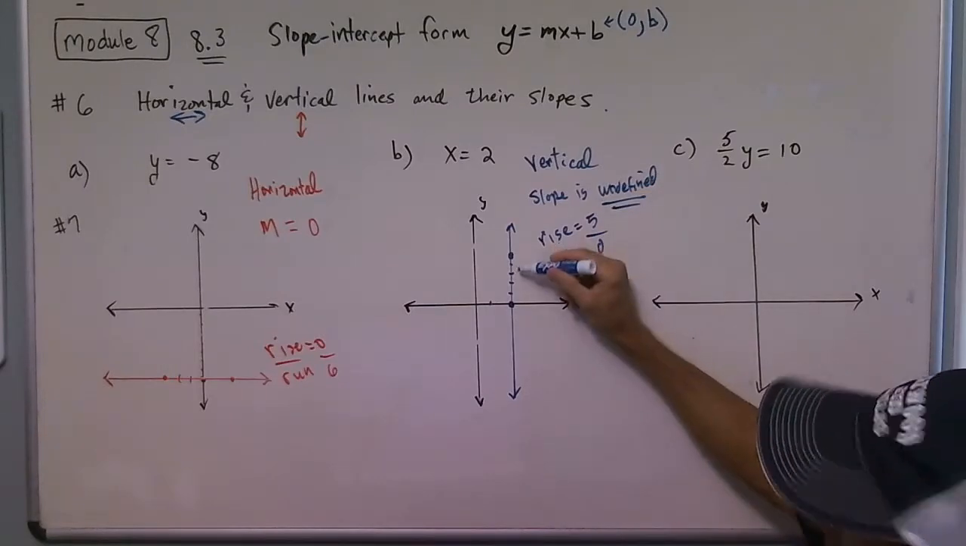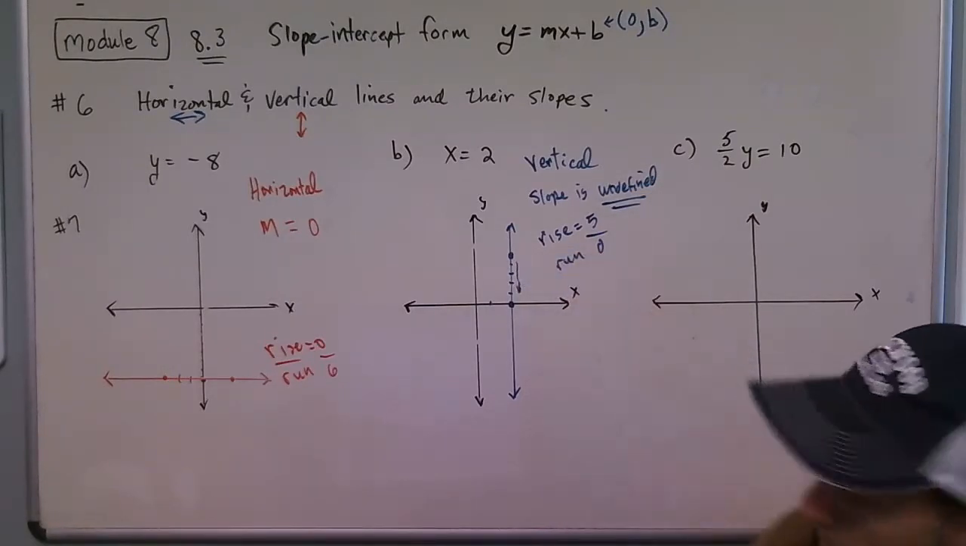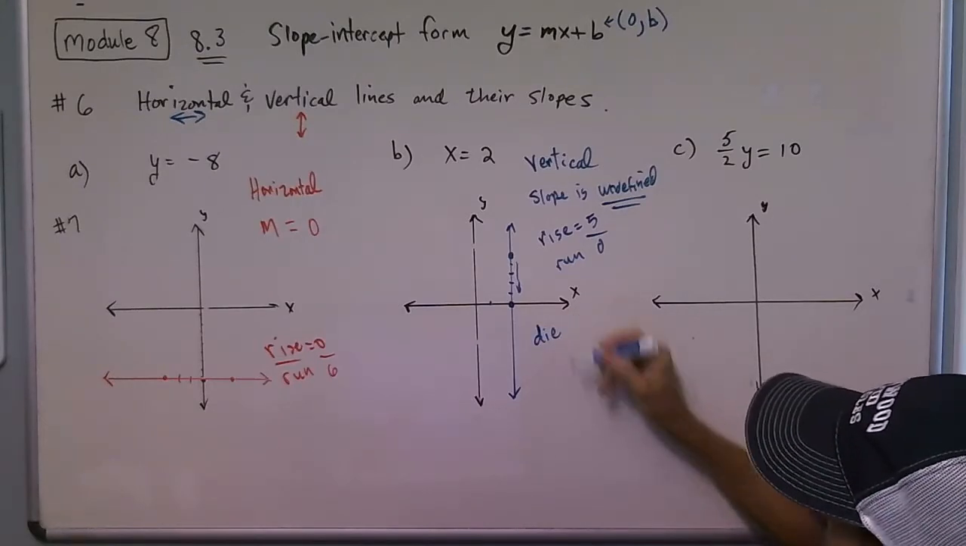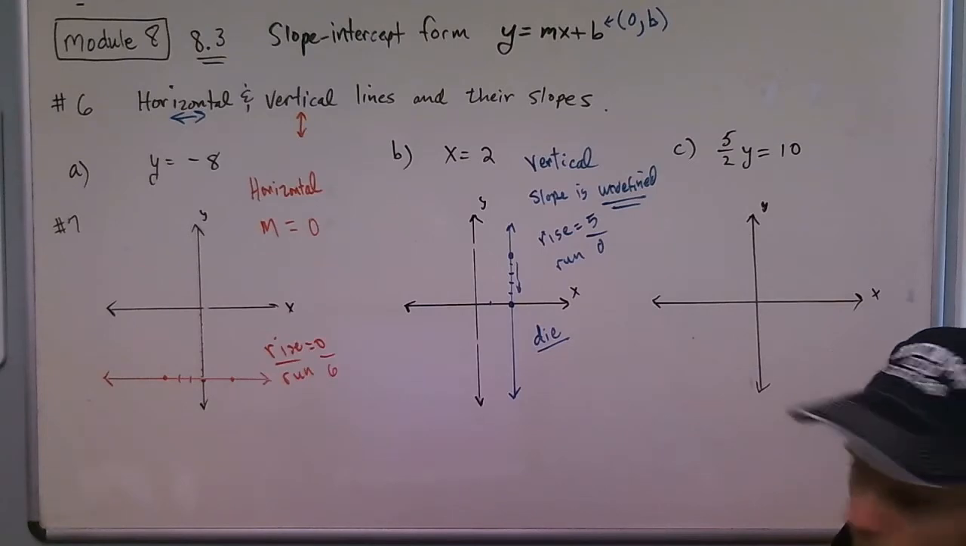Okay. And now if you think about skiing down this, it's kind of a little joke I make in class sometimes, that if you ski down this, you're probably going to die. Okay. And if you look, the letters die are in undefined. Okay.